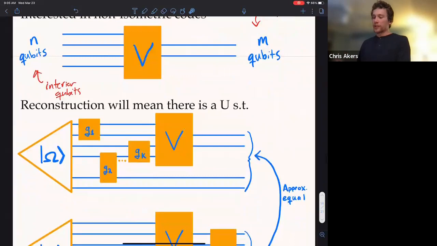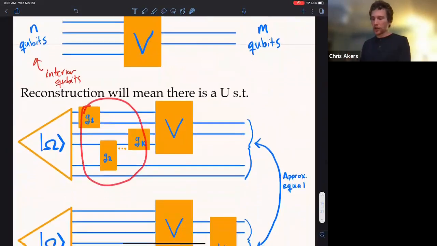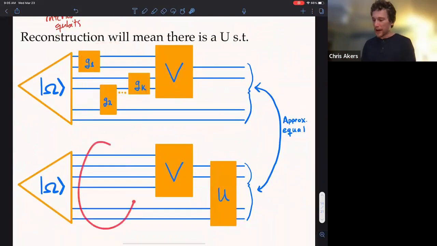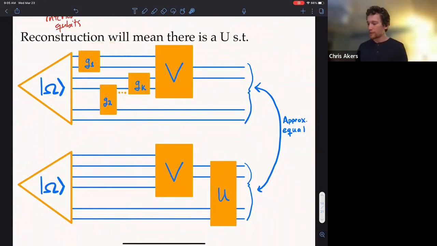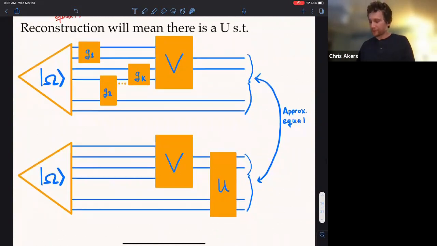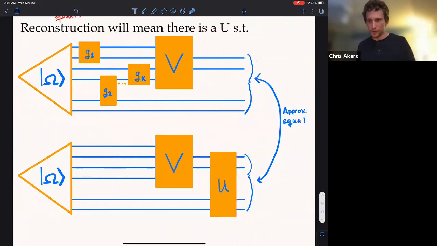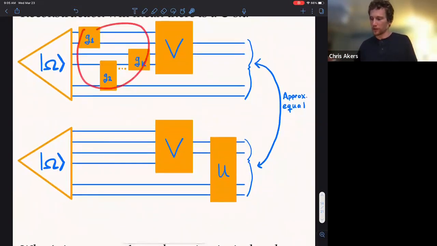And we'll say that this operator can be reconstructed if there exists a U such that, if you hadn't acted this operator up here, so it was blank here, you could have ended up with the same state in the output by instead acting some unitary here on the output. And this is non-trivial. This is not always possible. So this circuit here is reconstructible if there exists a U such that the state here and the state here are approximately equal. That's what reconstruction will mean. We'll say that this circuit was reconstructible.